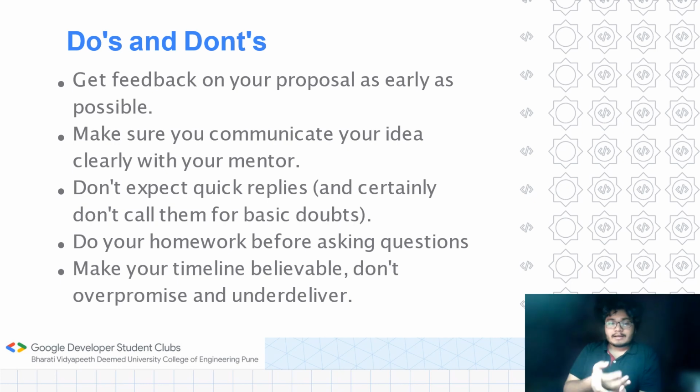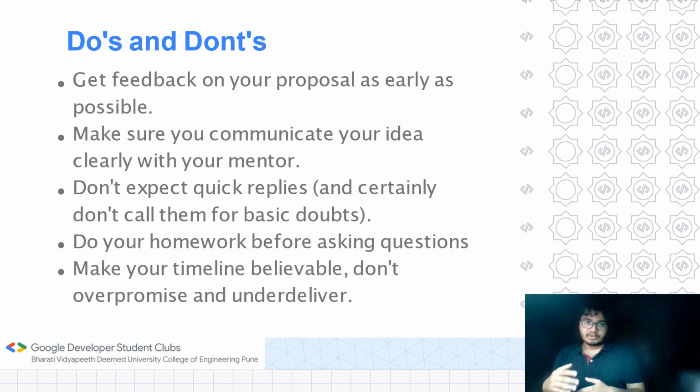Then, last and important point, make your timeline believable. Don't overpromise and underdeliver, because when you overpromise and the org expects the output from you and you're not able to deliver, that makes a bad impression and they might even fail you. So my recommendation is to keep your timeline believable. Always mention when you will be working, when your exams are, when you will be able to complete the project, whether you need an extension, etc. All of that in this section.